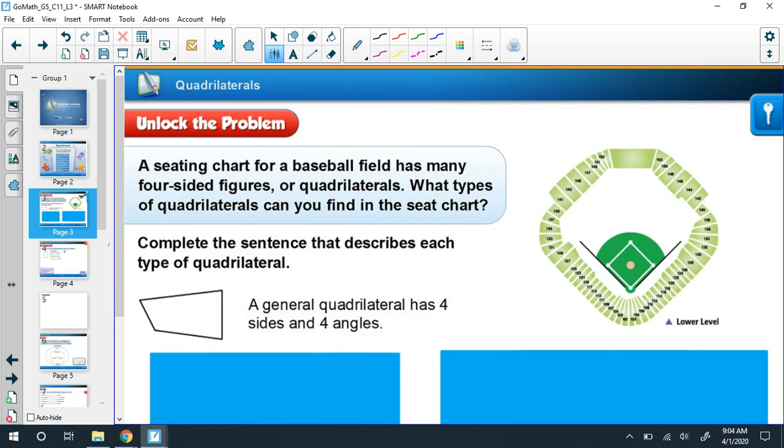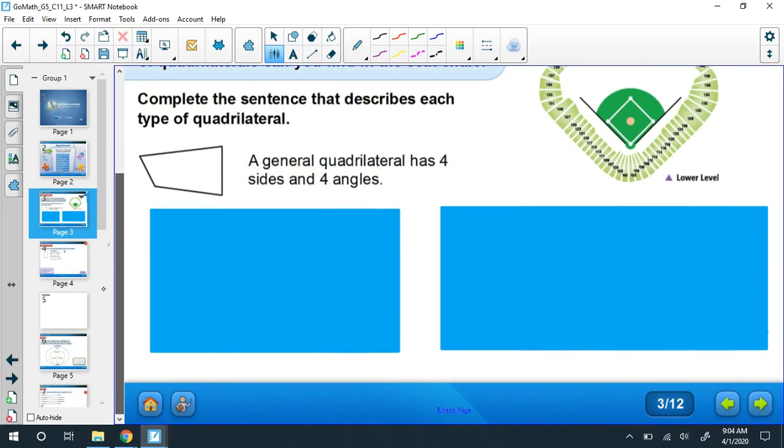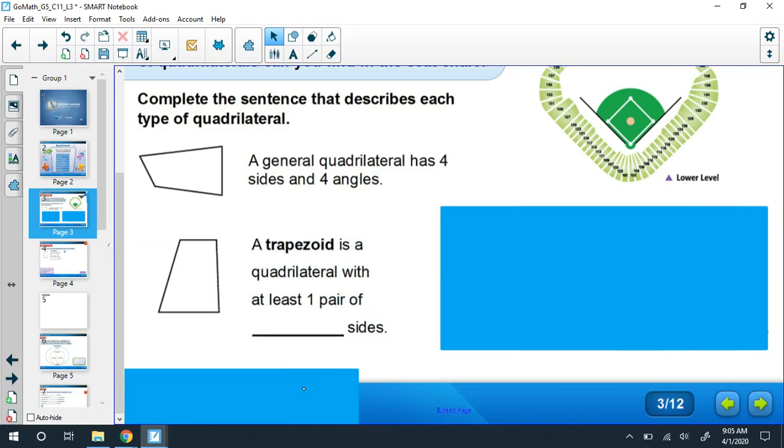Up first, we're going to skip the part about the seating chart. We're just going to focus on your basic quadrilateral. So a general quadrilateral has four sides, and as we talked about the other day, because it has four sides, it has four angles and four vertices. A general quadrilateral, there's nothing special about any of this to classify it. Any four-sided shape is going to be considered a quadrilateral.